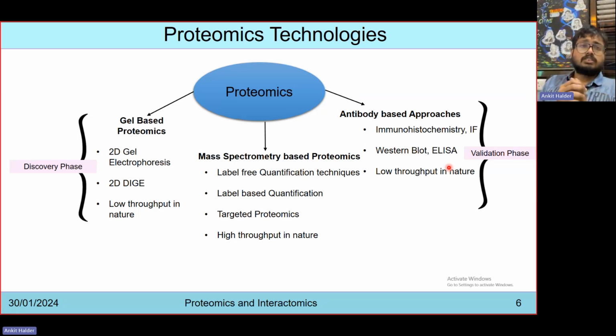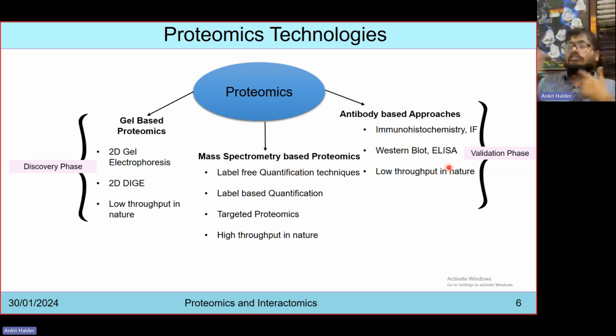Similarly, for mass spectrometry-based approaches, we take the patient sample, run it in the mass spectrometer and try to identify the different proteins present in that patient and their quantitation or expression levels. Again, we don't have any idea about a particular protein.